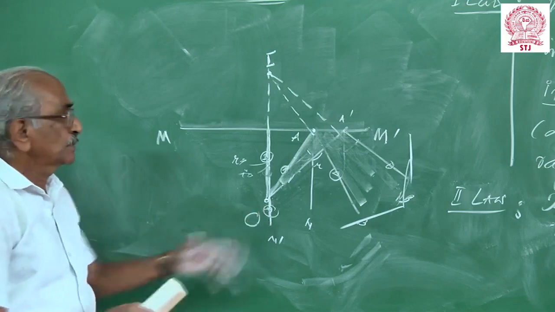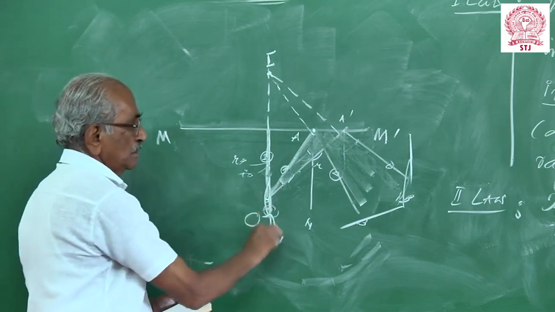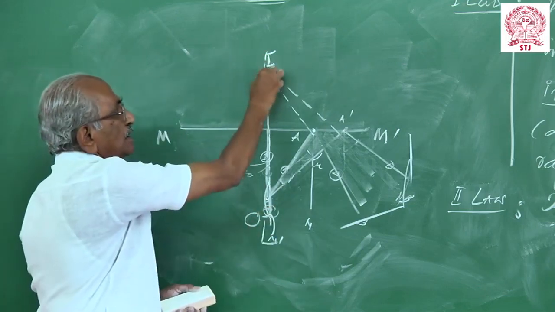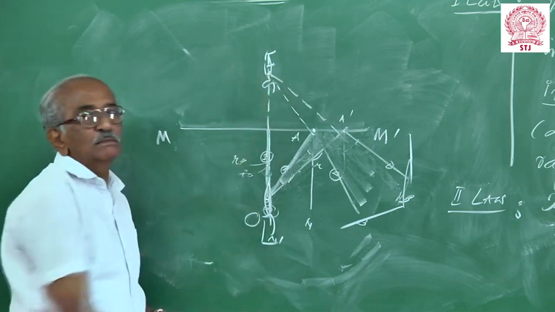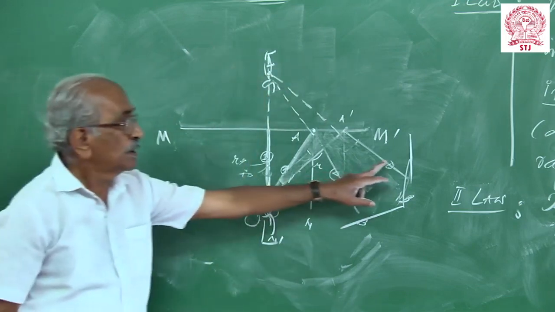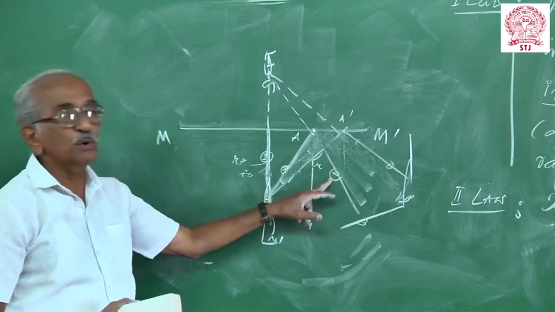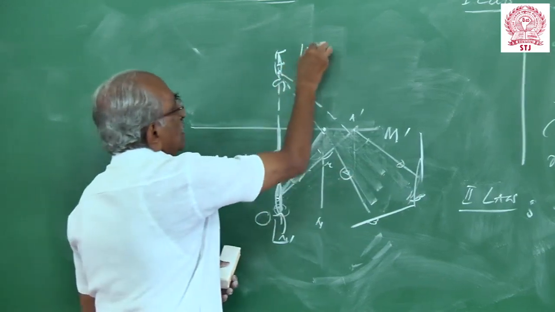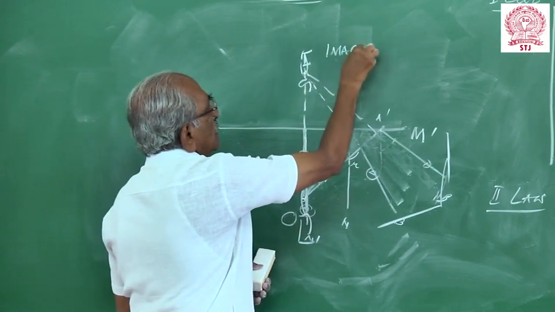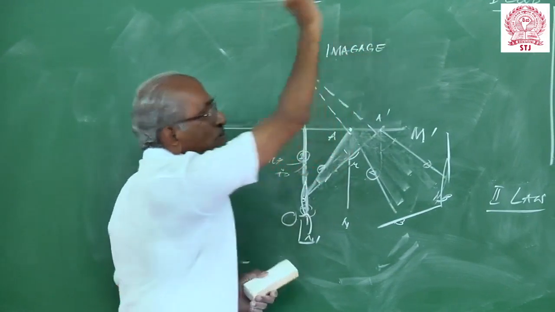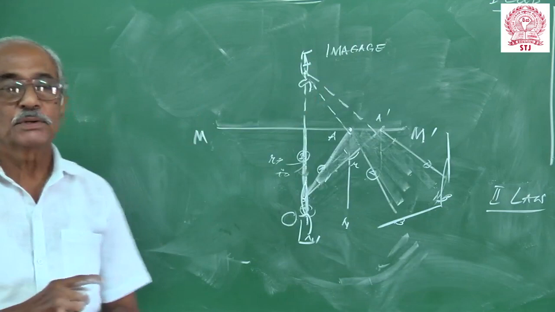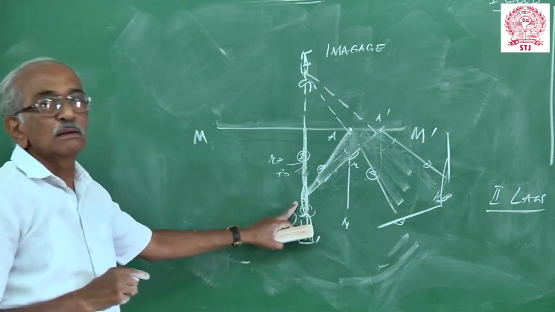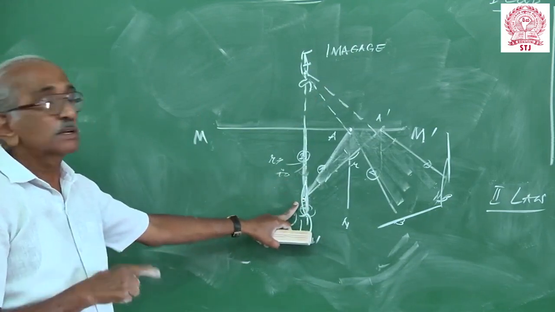though the rays come from this point, you feel they come from this point. So this is called an image. Now, image, you know what it is, but what is the definition?